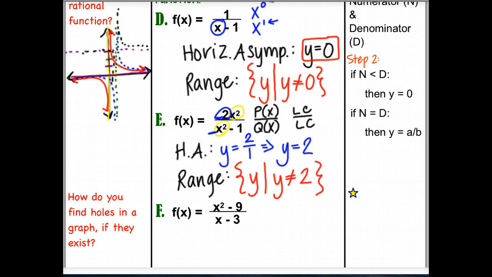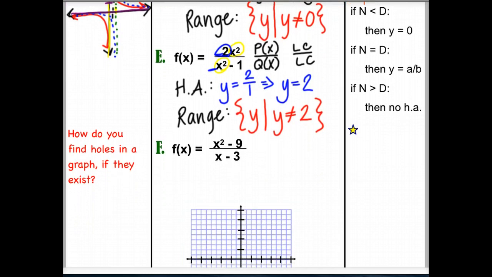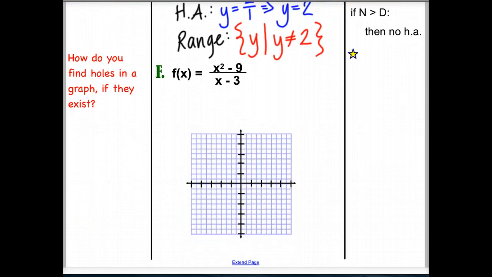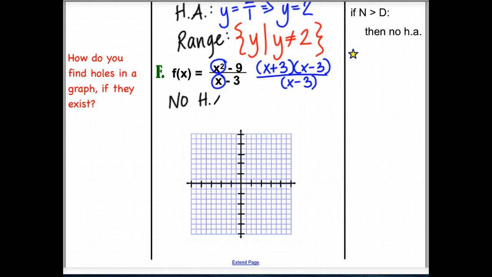Now, one example that I don't have here, but we can take a look at with this next one: if the numerator's degree is greater than the denominator's, then there is no horizontal asymptote. So if we look at this next one, if we factor this out, we get x plus 3 times x minus 3, and we get x minus 3. Now before we get into that, I see here we've got a squared and we've got a power of 1. The numerator's power is bigger than the denominator's, which means there is no horizontal asymptote.